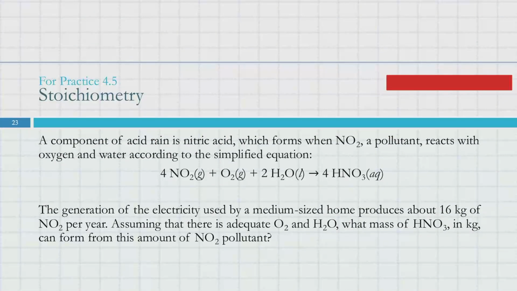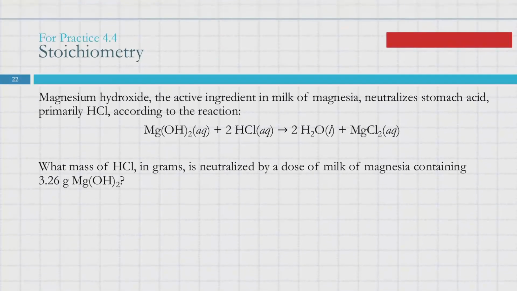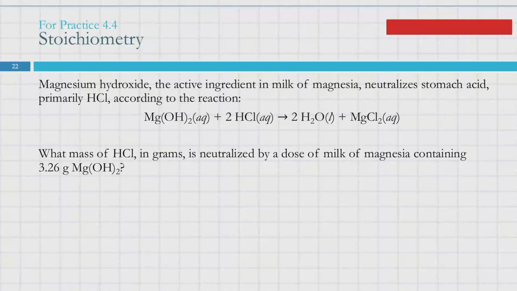All right, we've got a couple of practice problems. I'll run us through doing this first one, and then I'll give you some time to work on the second one. So magnesium hydroxide is the active ingredient in milk of magnesia. It neutralizes stomach acid, which is primarily the HCl part. According to this reaction, what mass of HCl in grams is neutralized by a dose of milk of magnesia containing this many grams of magnesium hydroxide?